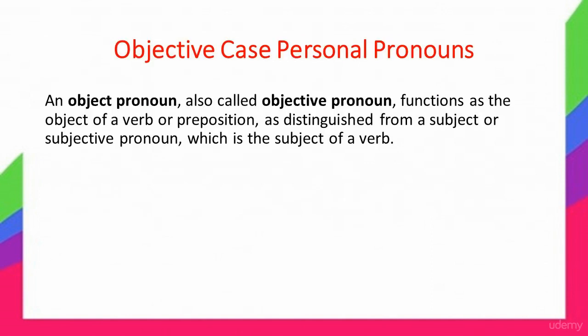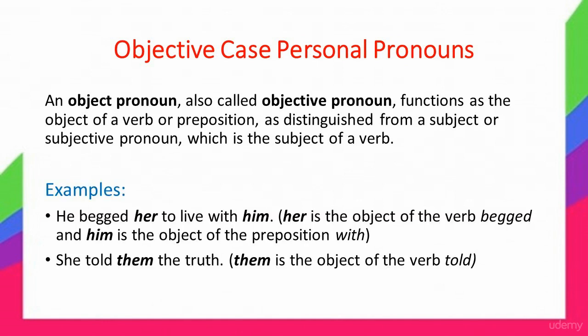Next are objective case personal pronouns. The following pronouns are objective case pronouns. Have a look at the slide example. What are object pronouns? An object pronoun, also called objective pronoun, functions as the object of a verb or preposition, as distinguished from a subject or subjective pronoun, which is the subject of a verb.